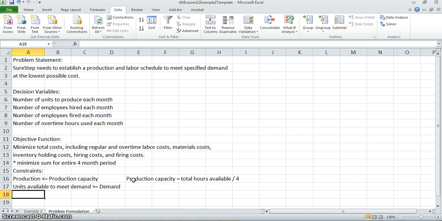The next constraint is that the units available to meet demand has to be greater than or equal to demand, because the problem states that we want to meet demand on time. The units available to meet demand could be made up both of beginning inventory or of the current period's production, because it says that production in a given month can be used to meet this month's demand.